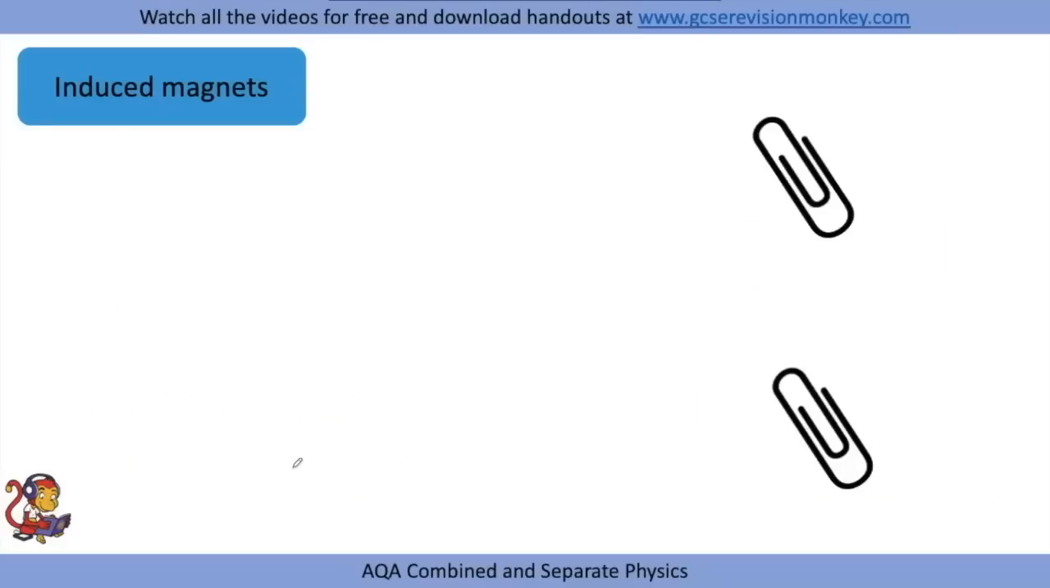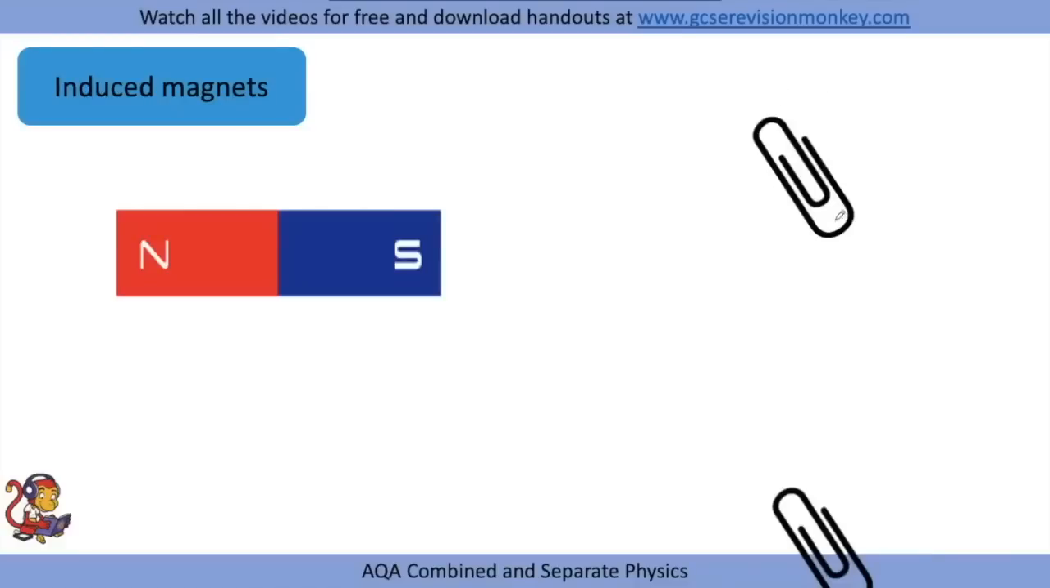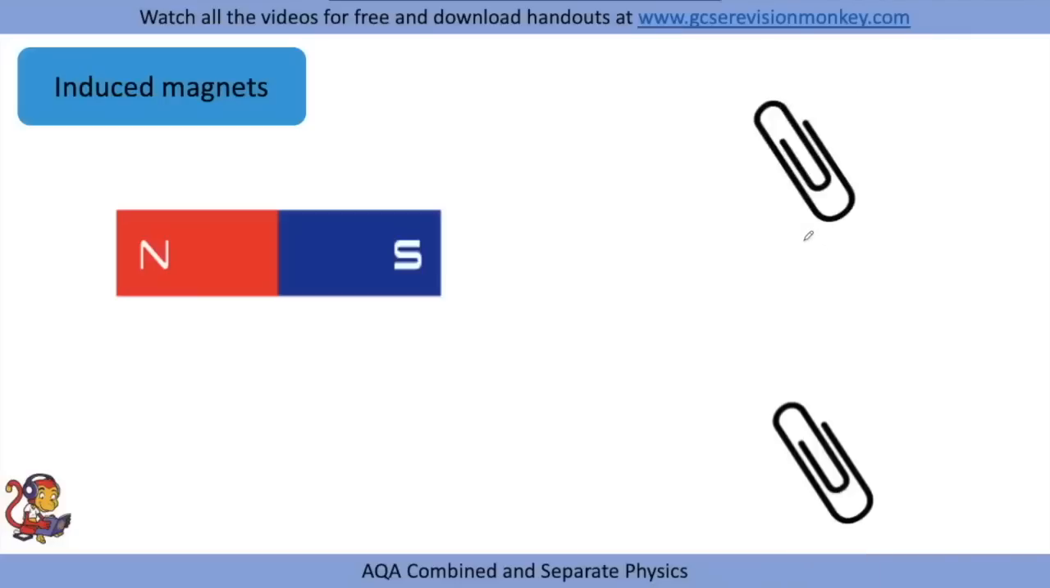Let's look at induced magnets. If we were to bring 2 paper clips together, they would not attract each other and it would fall down again. However, because most paper clips are made out of a magnetic material, a lot of them with iron in them, if we were to place one inside the magnetic field of a permanent bar magnet, so here's our bar magnet, if we bring our paperclip close to that, so it is within its magnetic field, then it will become temporarily magnetic, and it will then be able to attract the paperclip.